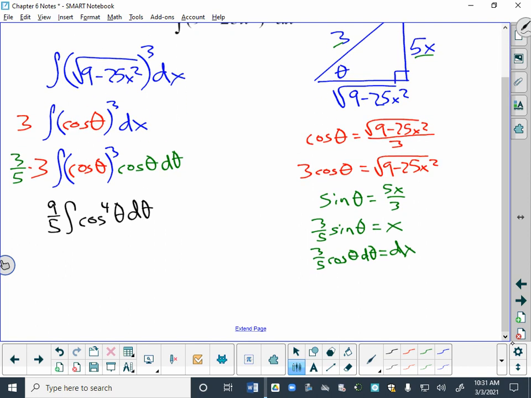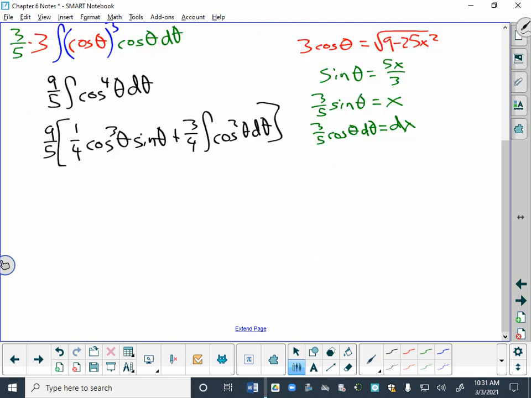That would require, of course, one of our reduction formulas. To do that, I guess it never hurts to show an example of a reduction formula again. So 9/5. The reduction formula for cosine to the nth starts with a 1 over n, so that's 1/4. Cosine, reduce that power by 1, so that's going to be a cosine cubed theta sine theta, plus 4 minus 1 is 3 over 4 times the antiderivative of cosine squared theta d theta. Distributing everything through there now, I've got a 9/20 times cosine cubed theta sine theta plus 27/20 times the antiderivative of cosine squared, which I can use my reduction formula on again.